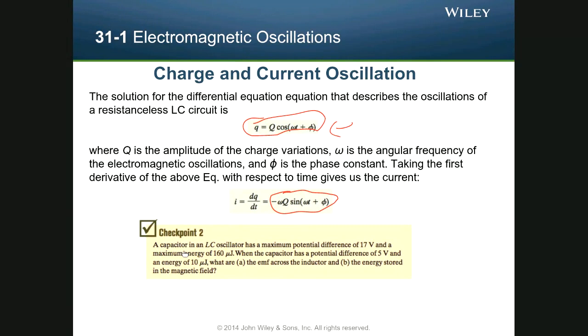A capacitor in an LC oscillator circuit has a maximum potential difference of 17 volts and a maximum energy of 160 microjoules. When the capacitor has a potential difference of 5 volts and an energy of 10 microjoules, what are A, the EMF across the inductor, and B, the energy stored in the magnetic field? This can be done by inspection. So all you have to do is recall what I often say is the most important rule in physics. I'll give you a minute or two to do that.